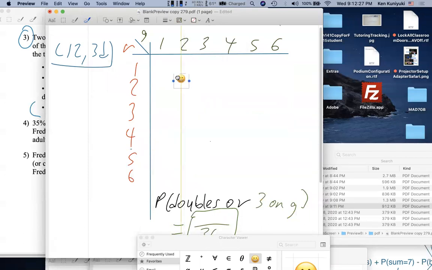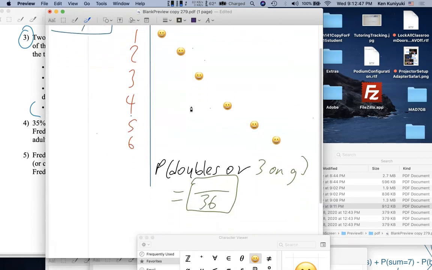Okay, well, doubles, that's 1, 1. 2, 2. 3, 3. 4, 4. Again, this main diagonal, right? 5, 5. 6, 6. So that's our doubles, right? It's 6 out of 36.